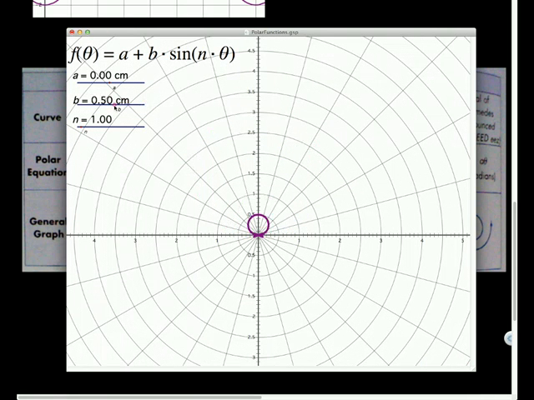I can even do half. b equals 0 isn't very interesting because 0 times the sine would be 0. And then I can do negative 1s and it'll loop around to the other side.